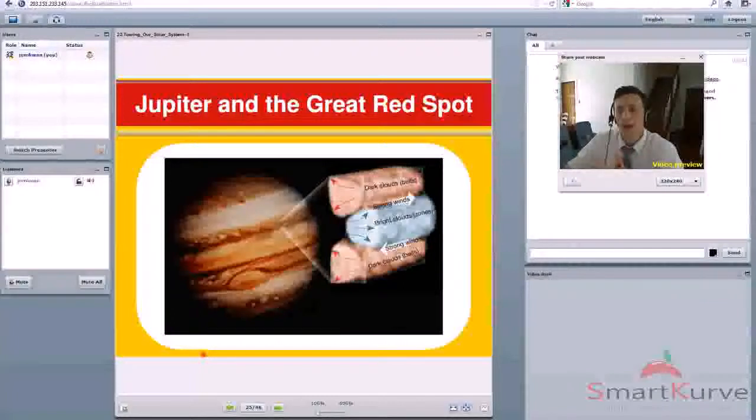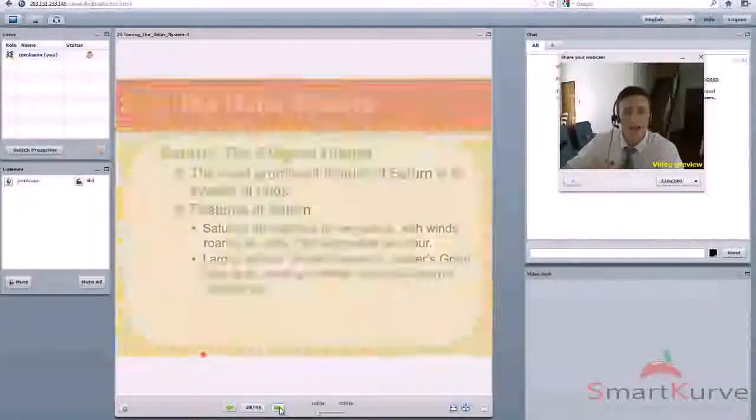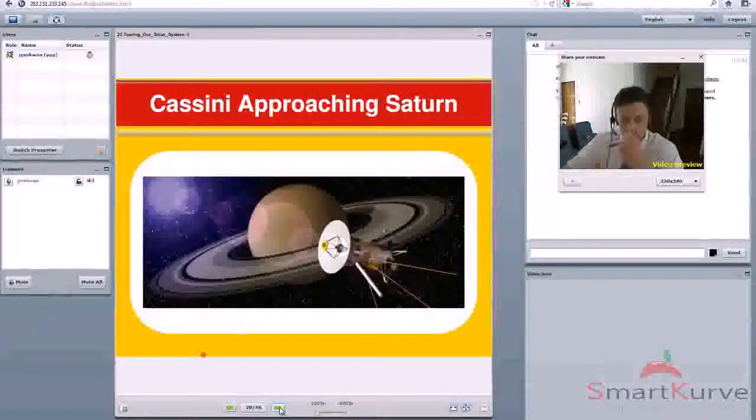So there's a possibility that there could be some form of life on the moon. Saturn's rings, you can see a good illustration of the ring system on slide 31. Notice those rings, it looks like an old vinyl record with the different grooves in between the songs.